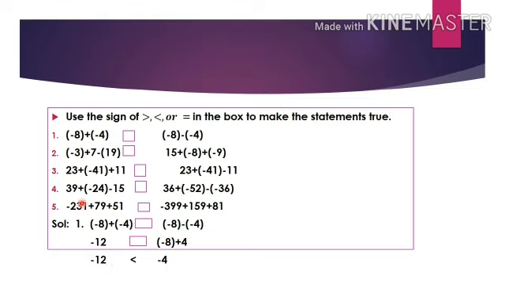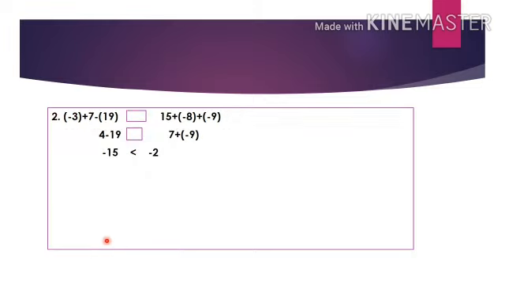Okay, in the same way we can find out the next question. The next question: minus 3 plus 7 minus 19. The other side: 15 plus minus 8 plus minus 9. Okay, minus 3 plus 7: negative integer, positive integer. Then how can we add? We subtract the integers and put the sign of the bigger number. 7 minus 3 is 4 and the sign of the bigger number is positive. Then we get 4. Okay, 4 minus 19.